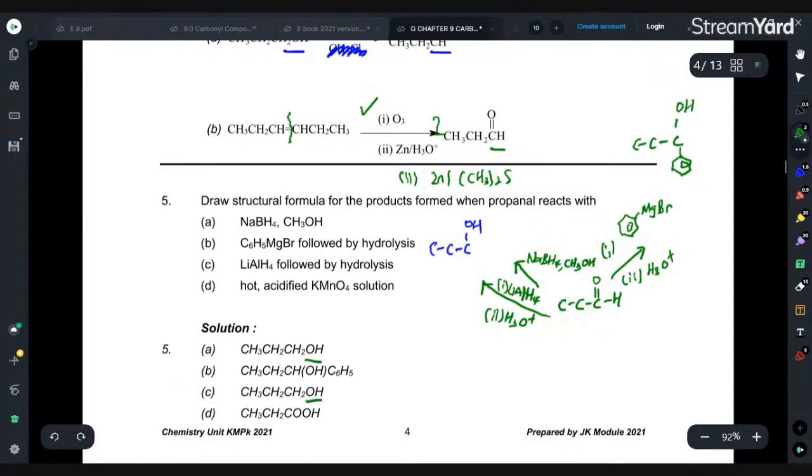Hot acidified. So this one is oxidation. Again, aldehyde oxidized will become carboxylic acid, C double bond OH. So how to write down hot acidified?